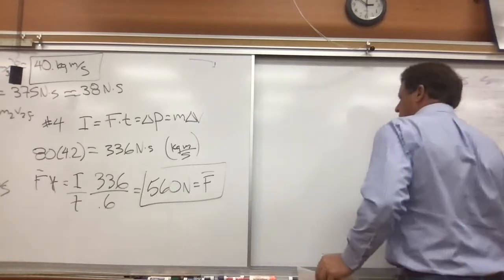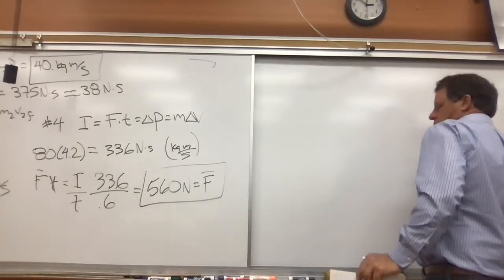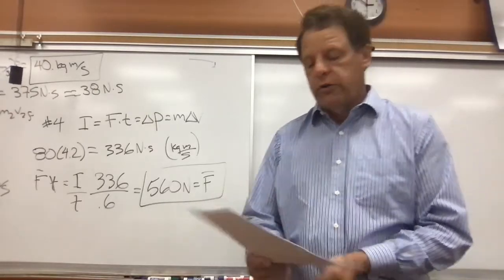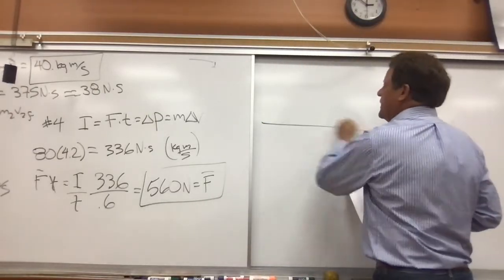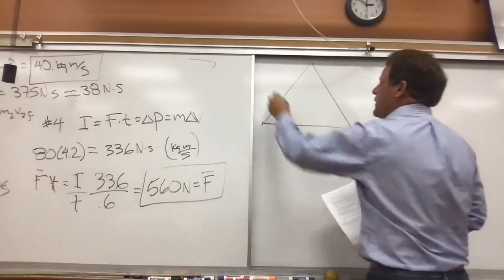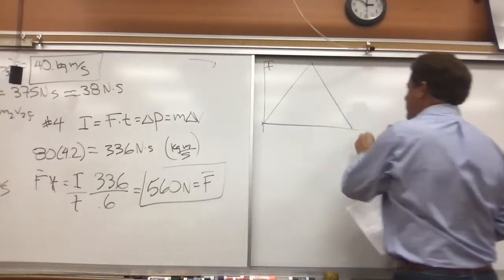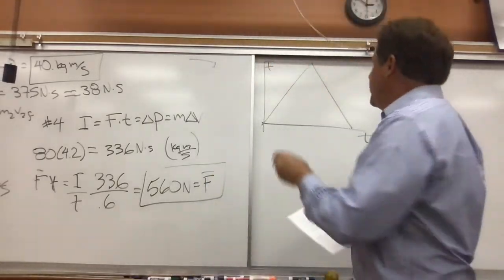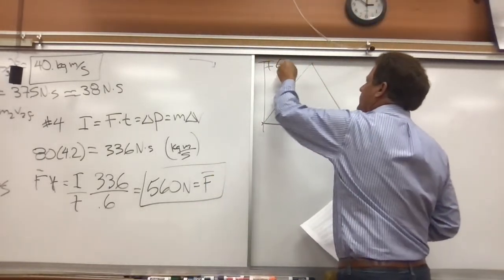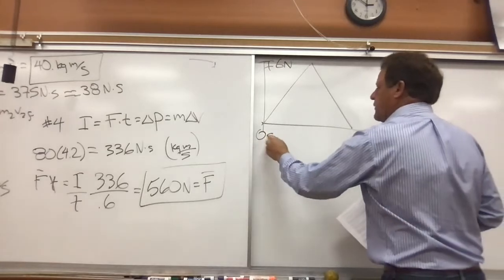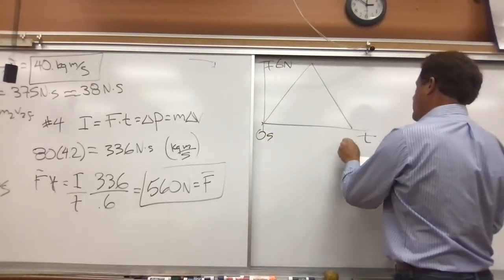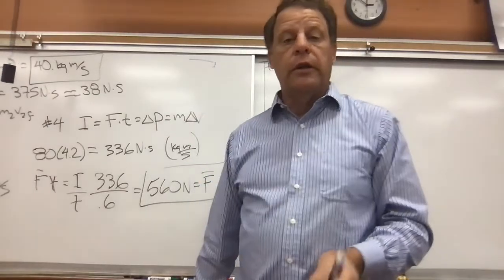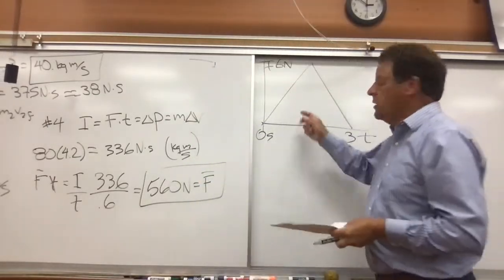I am going to move on to questions 5 through 7. Questions 5 through 7 deal with this force versus time graph. Up at the top we have 6 newtons, and we have 0 seconds and 0.3 seconds. It says, determine the overall impulse. So the impulse is going to be that area.